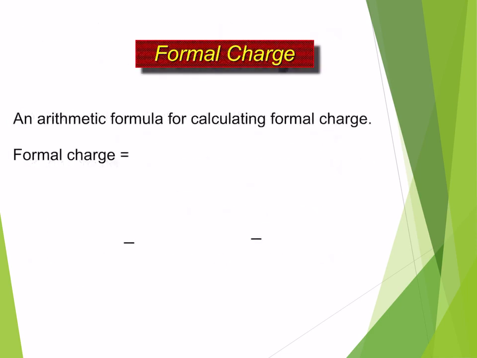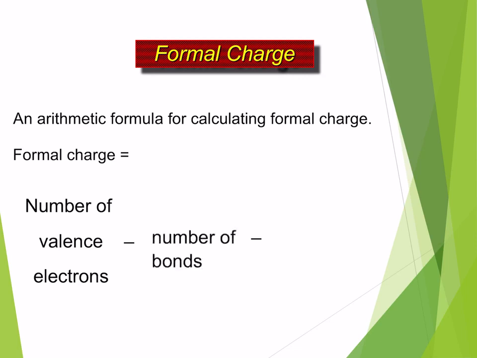But first, we must figure out how to calculate formal charge. So the way that we calculate formal charge is we start with the number of valence electrons that normally belongs to that atom. So like nitrogen is 5, oxygen is 6, fluorine is 7, and so forth. And then you're going to subtract out the number of bonds that are going to that atom. And then you're going to subtract out the number of unshared electrons. And this is total. So like a lone pair counts as 2 unshared electrons.